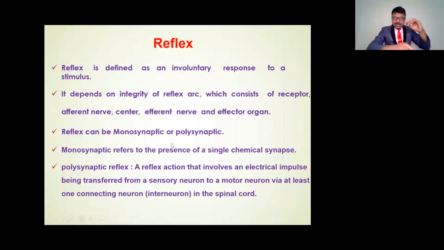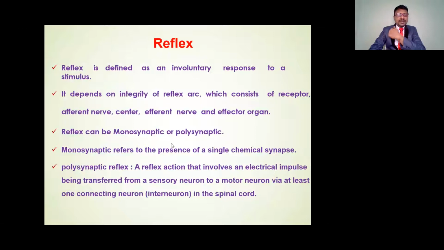For example, if anybody pinches here, how are you going to feel the pinch sensation? Here the skin has receptors, which receive the sensation. These receptor cells receive the pain signals, and they are taken to the spinal cord. How is this sensation carried to the spinal cord? Through the afferent nerve. Afferent nerve means the nerve fibers which carry the sensation to the spinal cord.